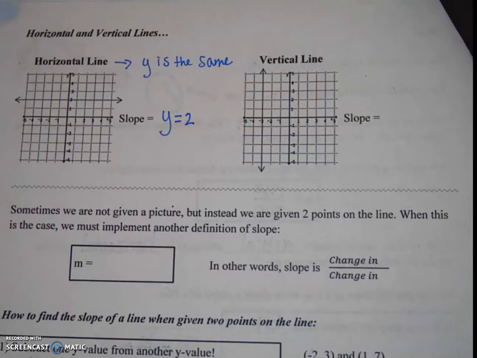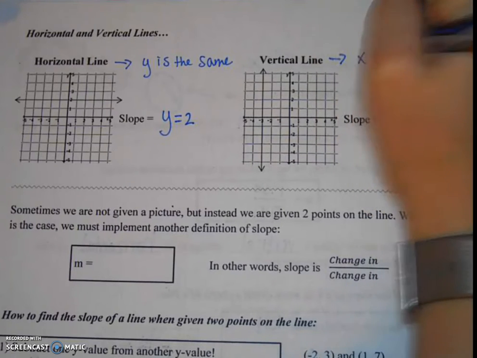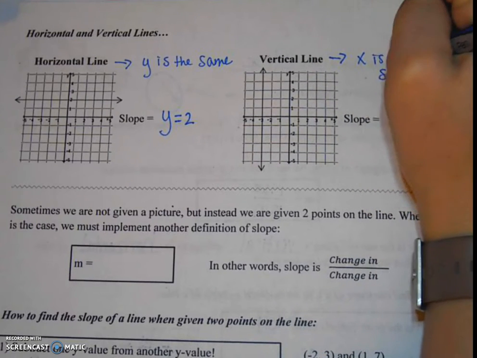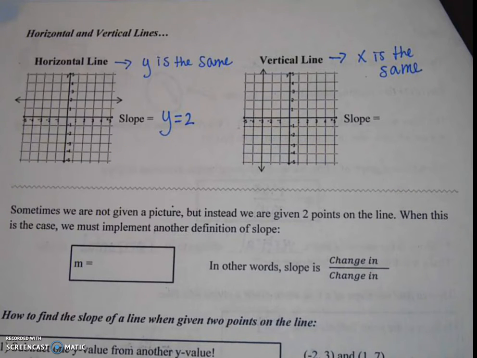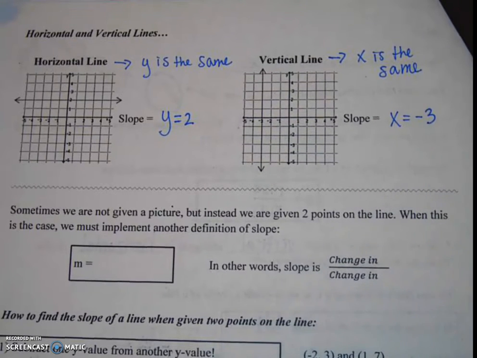Now our vertical lines are the opposite. This is where x is always the same. So that means no matter what my y is, my x is always the same. So go ahead and take 10 seconds and guess for me what you think the answer to this one is. Okay, if you put x equals -3, you are correct. So that kind of talks about our horizontal and vertical lines.